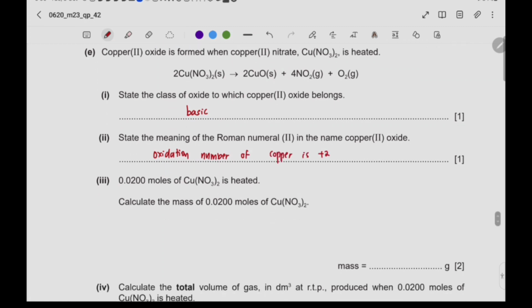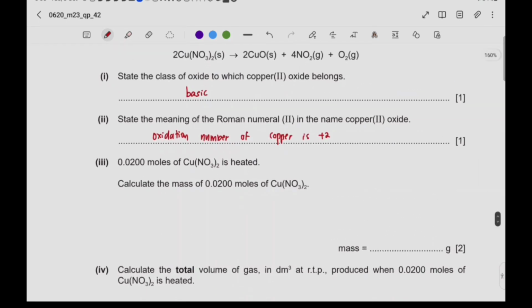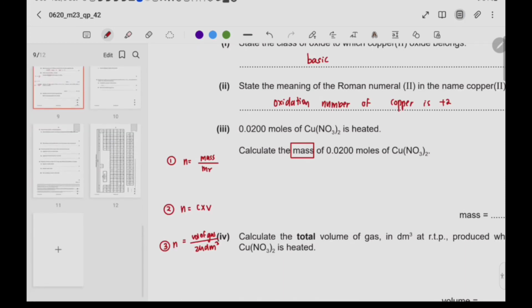So you can see here the number of moles of the copper nitrate is 0.02. What is the mass of them? Very simple. We have a few formulas. First, number of moles equals mass divided by Mr. Second, number of moles equals concentration times volume. Third, number of moles equals volume of gas divided by 24 dm cube. If you need mass, use the first formula. Mr, you need to find the Mr out.